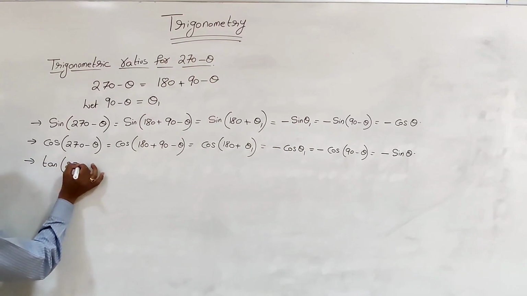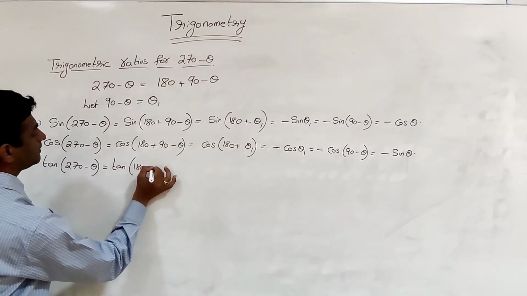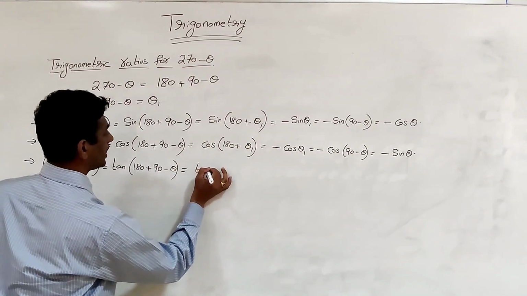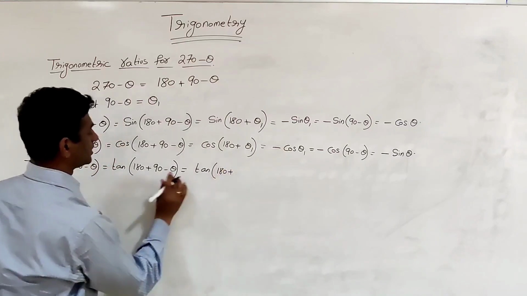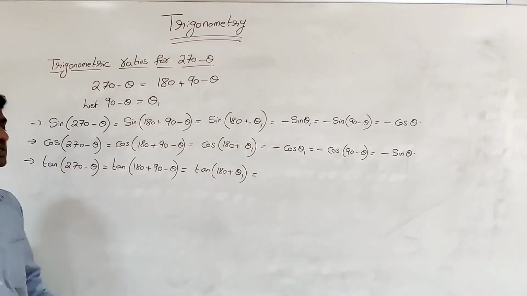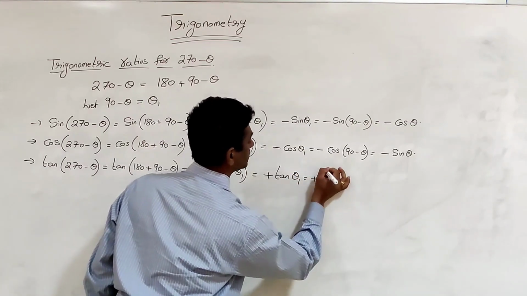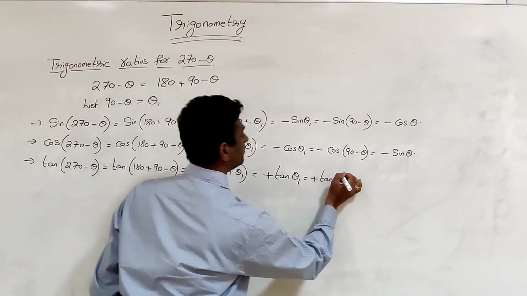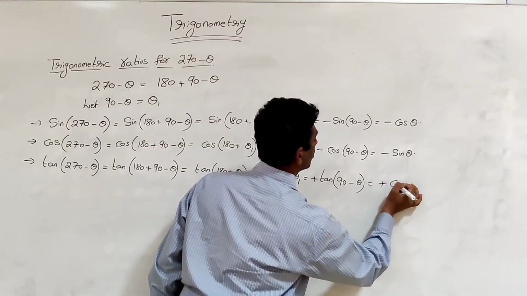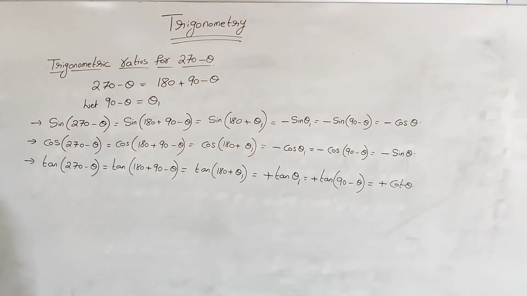Next, tan. Tan of 270 minus theta is tan of 180 plus 90 minus theta, where 90 minus theta is theta 1. So tan of 180 plus theta 1 gives plus tan theta 1, and theta 1 is 90 minus theta. So tan of 90 minus theta gives plus cot theta. So tan of 270 minus theta is cot theta, which is positive.